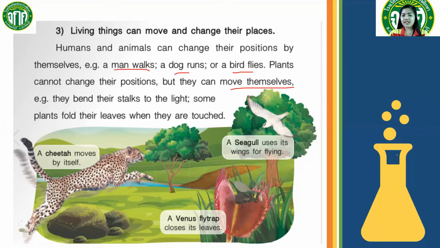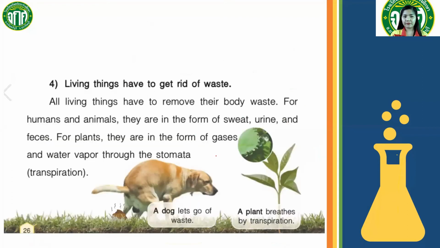Next, a seagull uses its wings for flying. Next, a Venus flytrap closes its leaves. So it closes the leaves. Those are how living things react to stimuli. Next, another one.